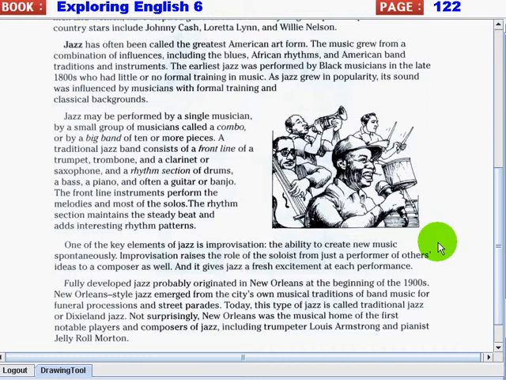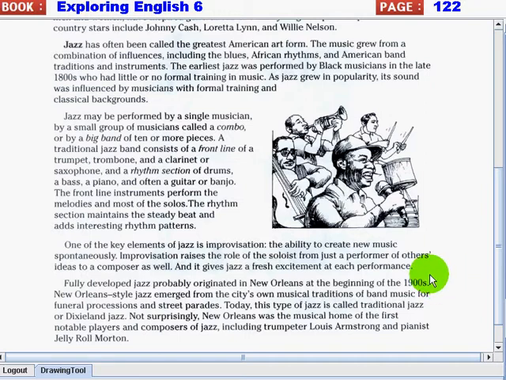One of the key elements of jazz is improvisation, the ability to create new music spontaneously. Improvisation raises the role of the soloist from just a performer of others' ideas to a composer as well, and it gives jazz a fresh excitement at each performance.